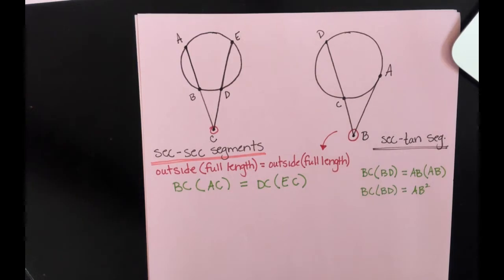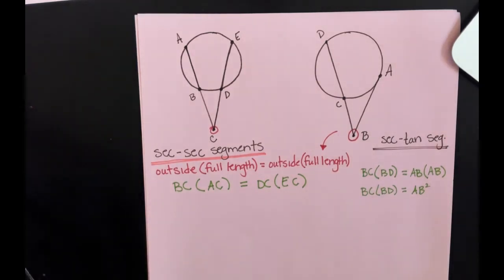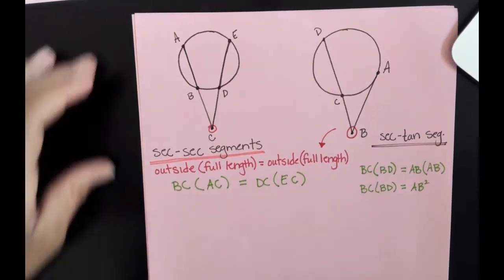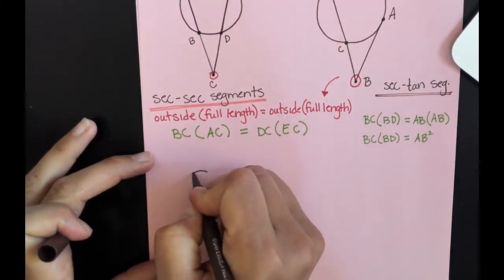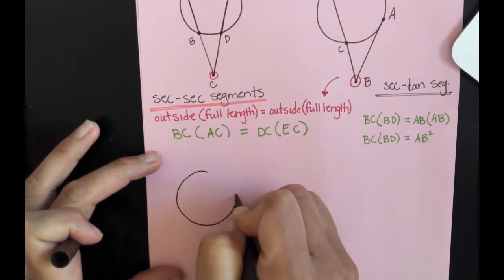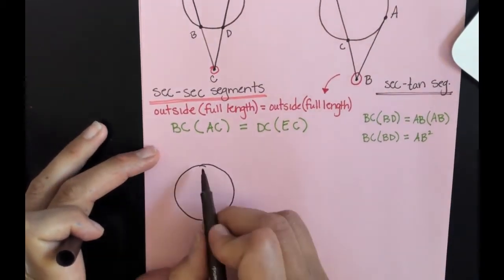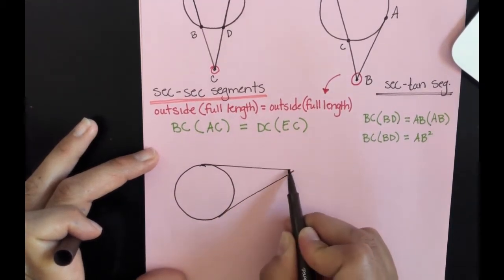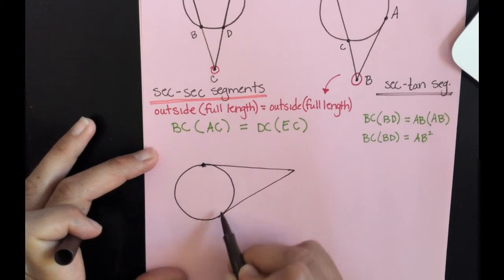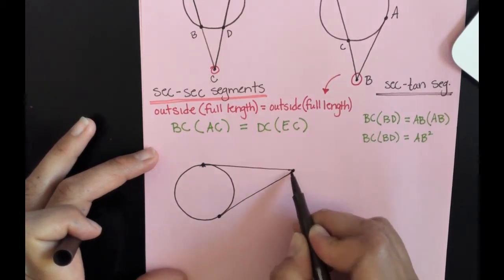So we've talked about already, if you remember, last time we did have that last combination where we talked last week about what happens when we have two tangent segments.